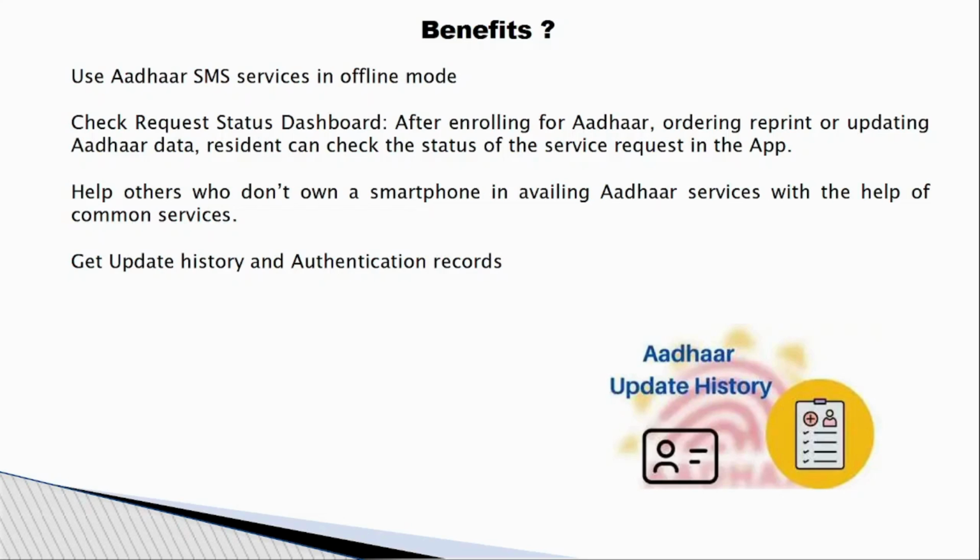You can get the history of the authentication record, where all you have authenticated. In some places you have not authenticated, but it is still showing, so there may be a suspicious activity. You can block your biometric.